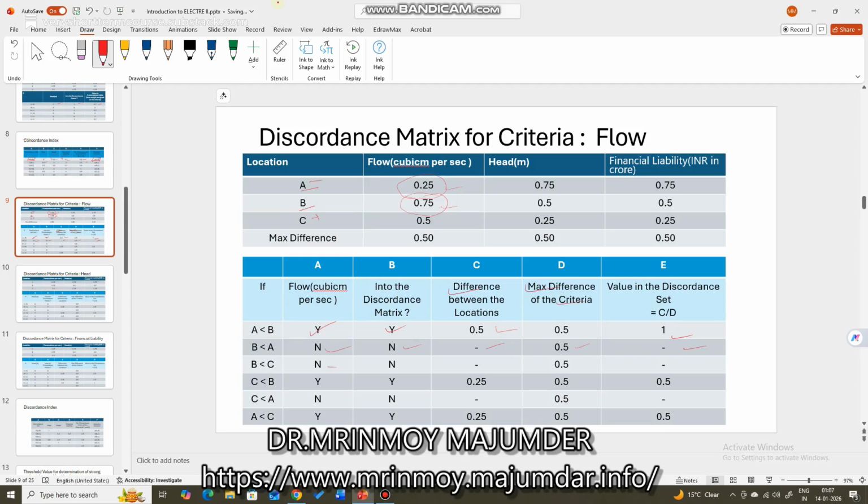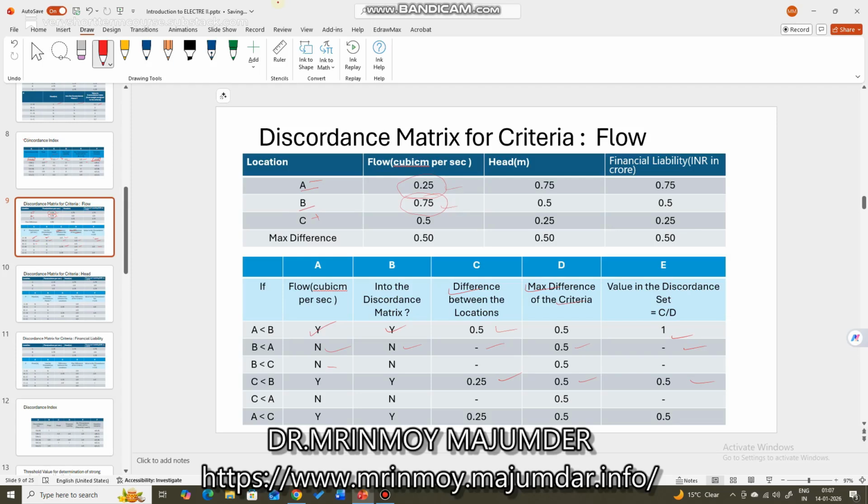The next one is also that B is not less than C. However, C is less than B. C is 0.5, B is 0.75. Yes. So the difference between these two locations is 0.25, correct? And the maximum difference, as it is for the single criteria, is 0.5. Now you divide 0.25 by 0.5, and you get 0.5.